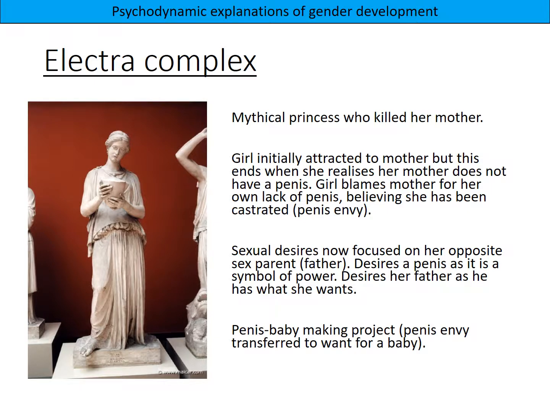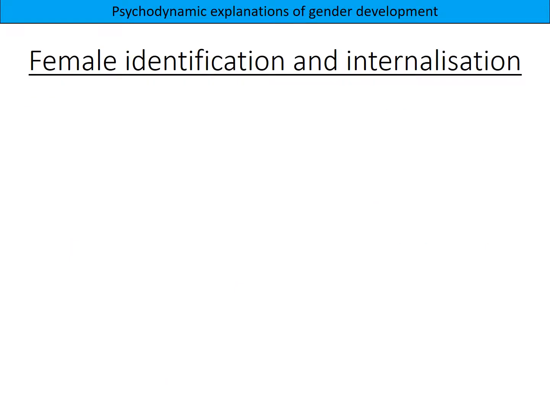This then transfers, so this is called the penis baby making project. So this penis envy stops and it's now transferred to want for a baby. She realises that her mother has had a baby and she wants to identify and do the same. So moving on to female identification and internalisation. How do females identify with their mother and internalise those behaviours?